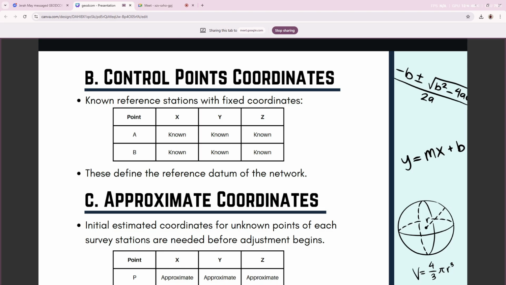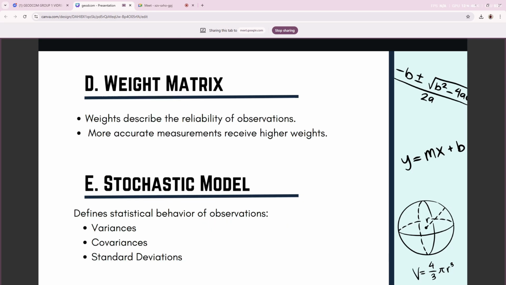So the process also requires weight matrices, stochastic models, and datum information. The weight matrix and stochastic model describe the reliability of observations. More accurate measurements are given higher weights, while less accurate observations receive lower weights. The stochastic model defines the statistical behavior of observations, including variance, covariance, and standard deviation.